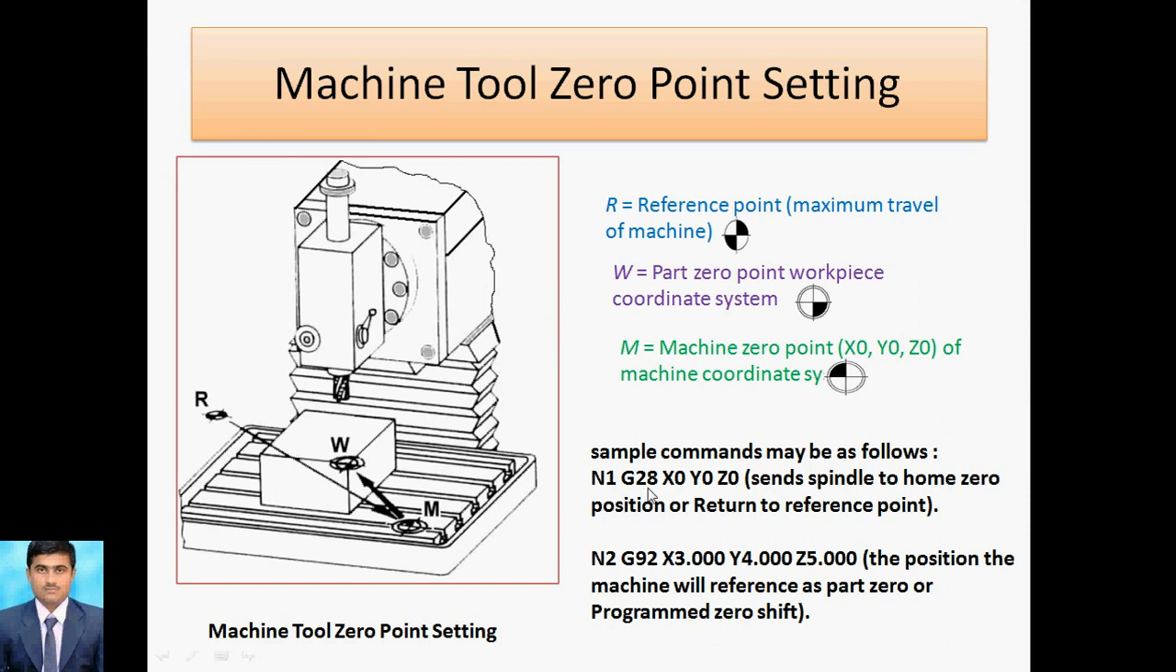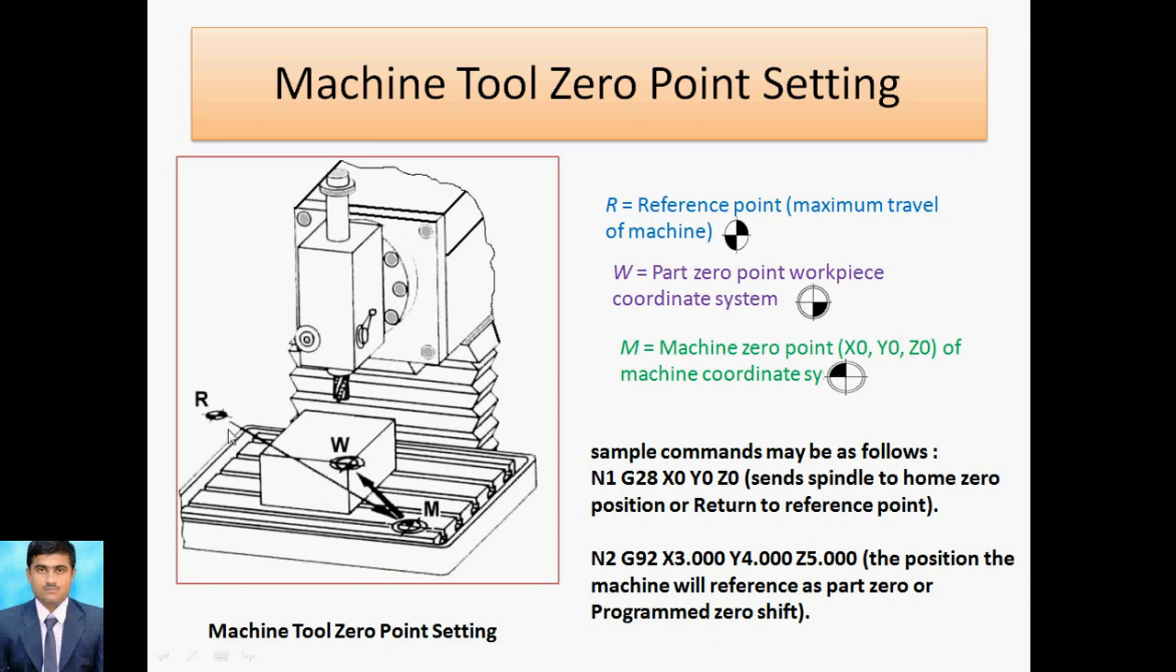This is called a proprietary code. N1 is the sequence code. X, Y, Z is the coordinate system. Similarly for the next command, N2 is the sequence number, G92. In that case the machine reference has to be considered over here. That is for the reference point, and here X3, Y4, Z5. According to that we can use it like this. So this is the machine tool 0 point setting.